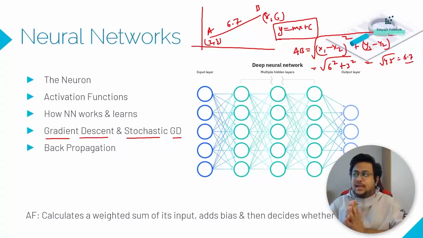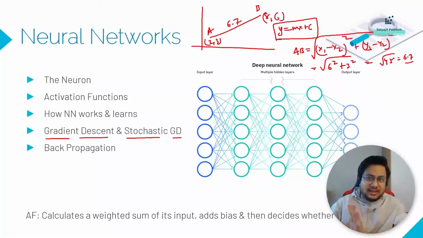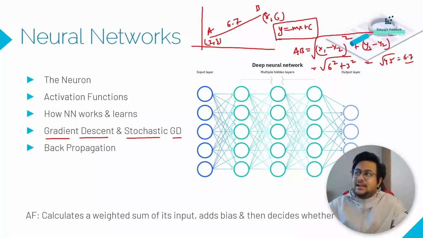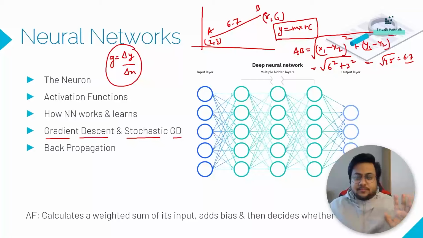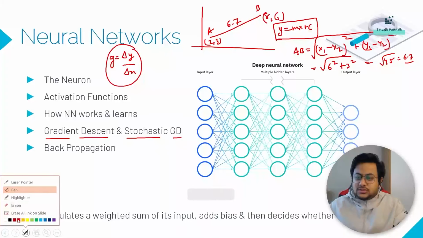Clear? Why am I talking about this? Because we will be talking about gradient as well. The simplest explanation of gradient is nothing but change in y divided by change in x. That's the simplest definition. But what is change in y and change in x? Now we'll try to draw this.